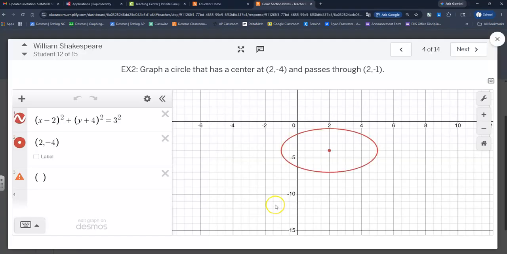William Shakespeare. When did they start putting... Why is he here? It's always mathematicians.